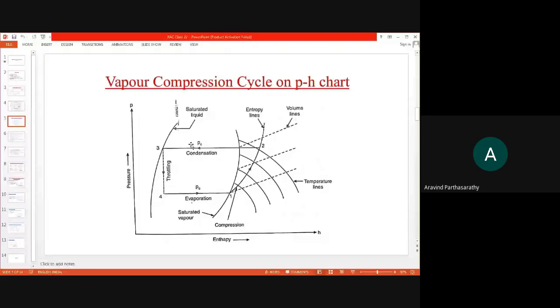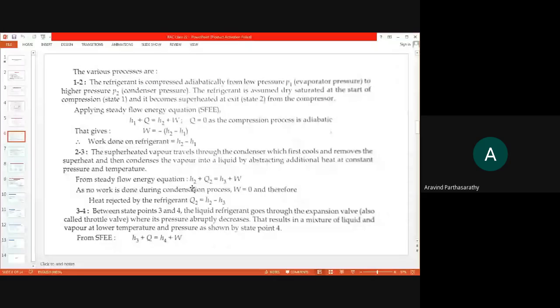So the heat is rejected in this case. You can see in the figure H2 plus Q2 is equal to H3 plus W. Now here we are not supplying any work, so W is equal to 0, and from the formula you can get Q2 is equal to H3 minus H2. Okay, H3 minus H2.